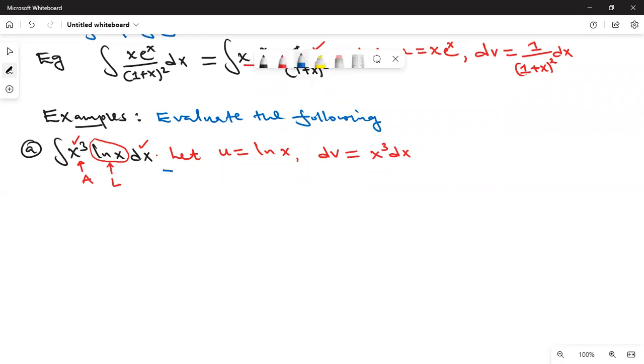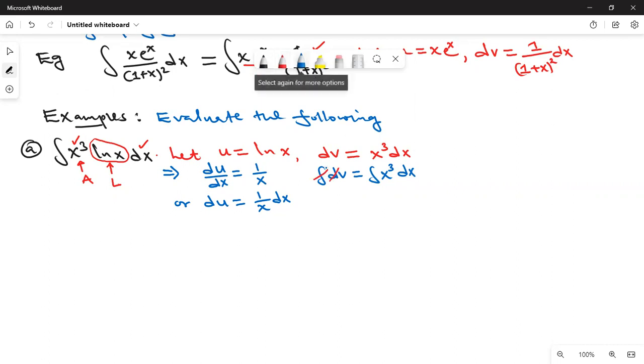We now differentiate u. When you differentiate ln x, you get 1 over x. Or make du the subject: du will be equal to 1 over x dx. Here you integrate dv, both sides, integrate x cubed dx. You see, this is integral, this is derivative, so they are inverses of each other, so that we remain with v is equal to x raised to 4 over 4.